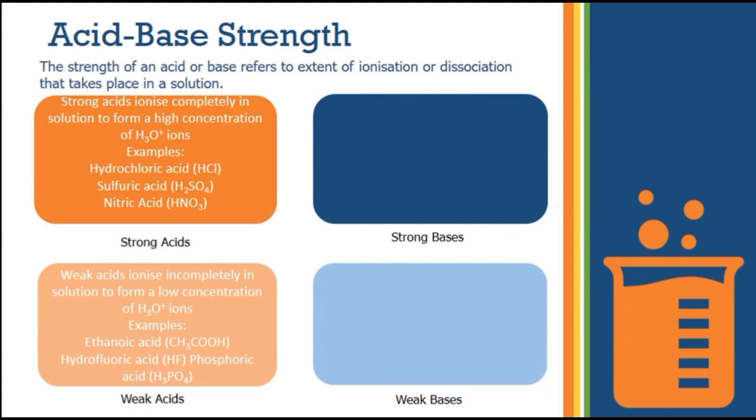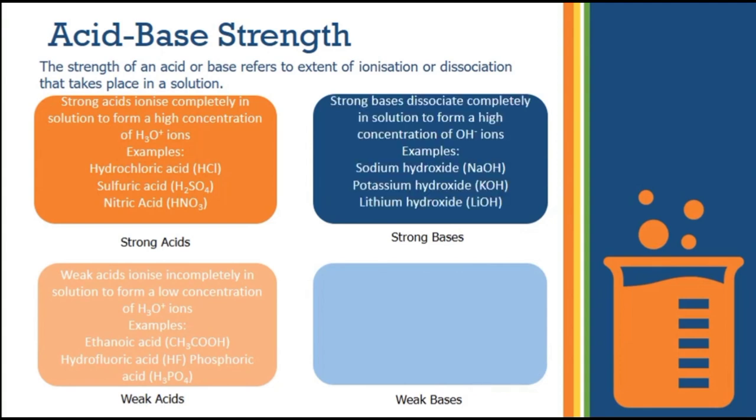Then hydrofluoric acid, phosphoric acid, right? So hydrofluoric acid, HF, or phosphoric acid, H3PO4. Those are weak acids. Why are they weak acids? Because they ionize incompletely to form a low concentration of H3O plus ions in solution.